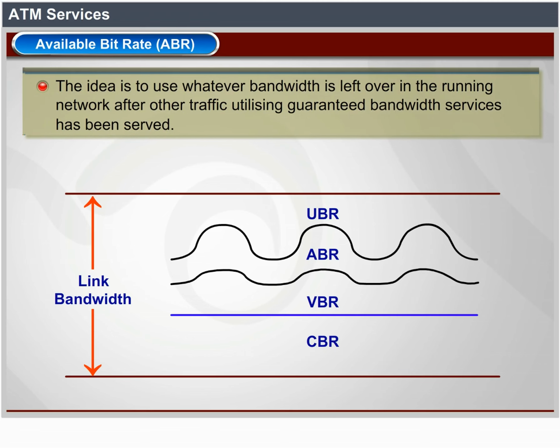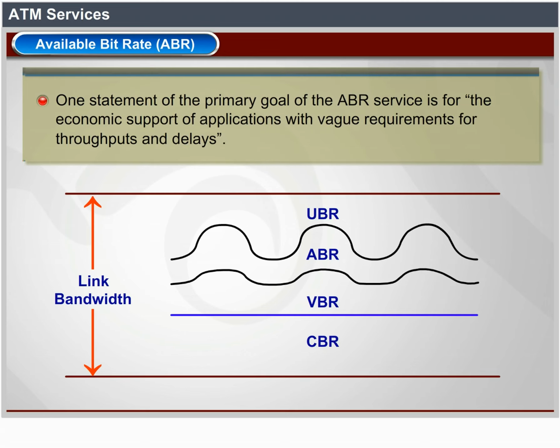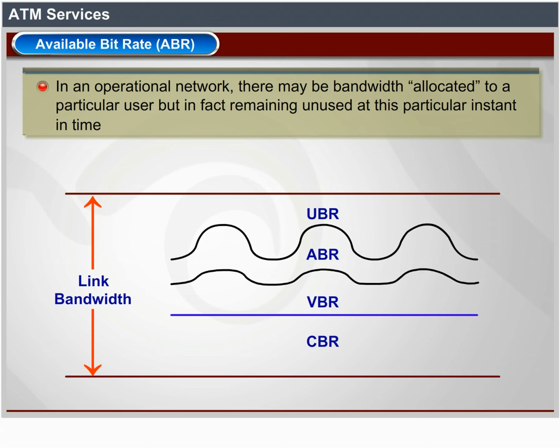The idea is to use whatever bandwidth is available in the running network after other traffic utilizing guaranteed bandwidth services has been serviced. One statement of the primary goal of the ABR service is for the economical support of applications with vague requirements for throughputs and delays. In an operational network, there may be bandwidth allocated to a particular user, but in fact, going unused at this particular instant in time.